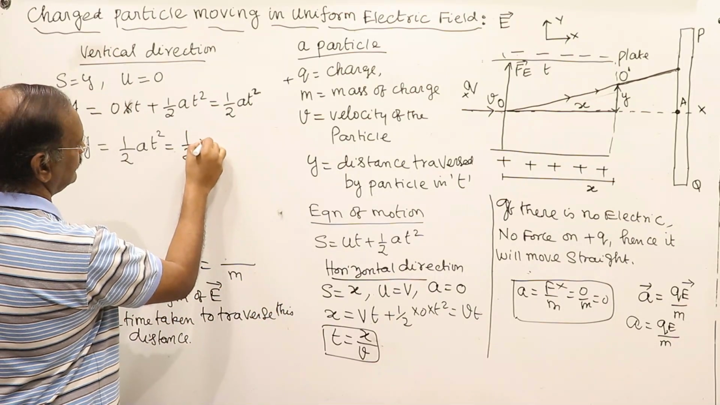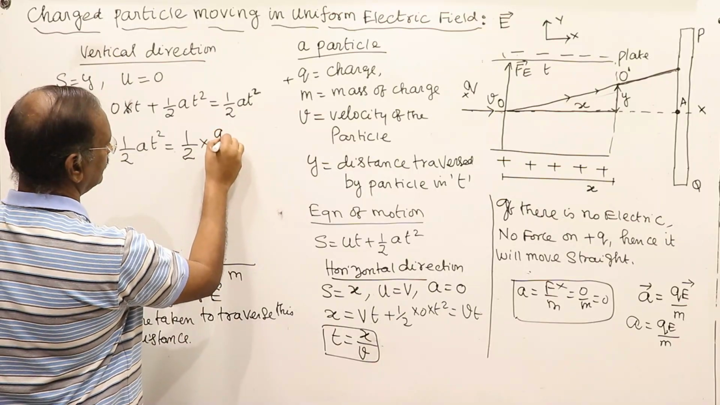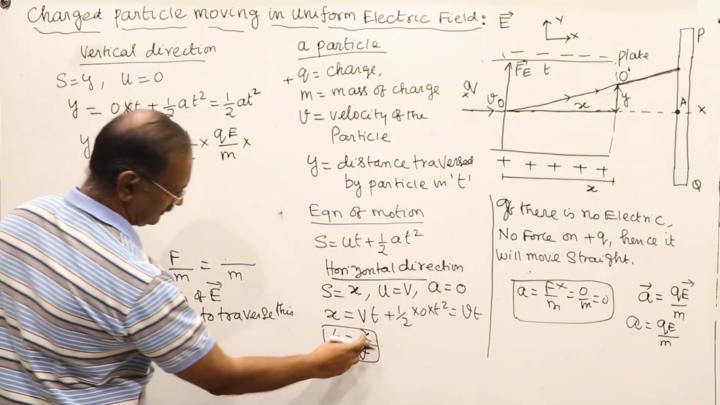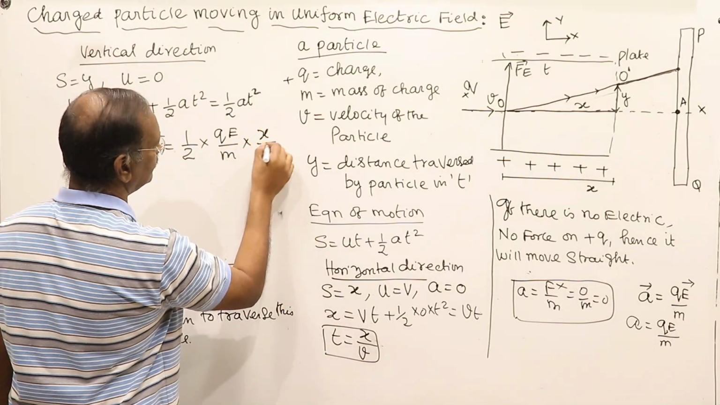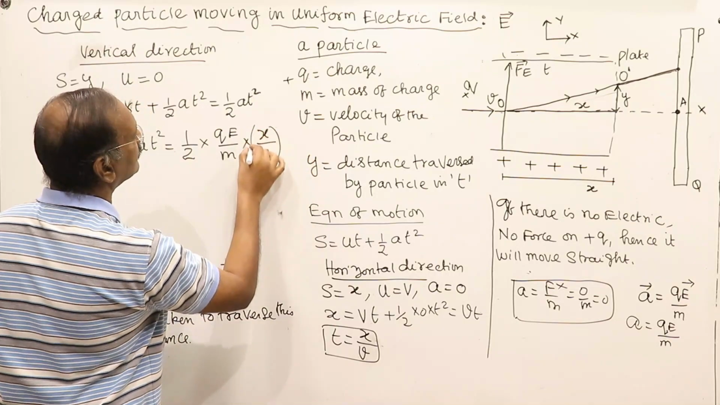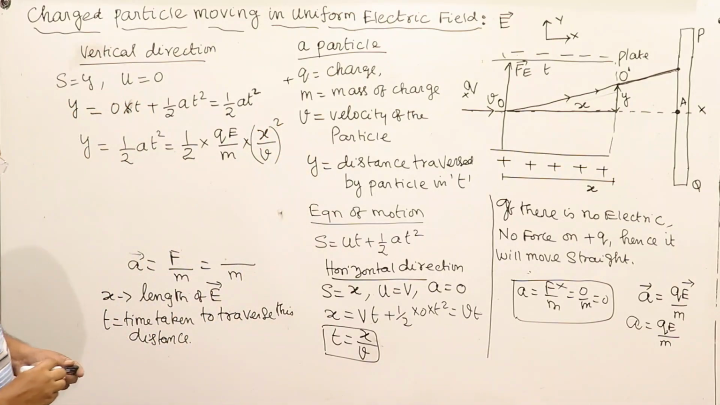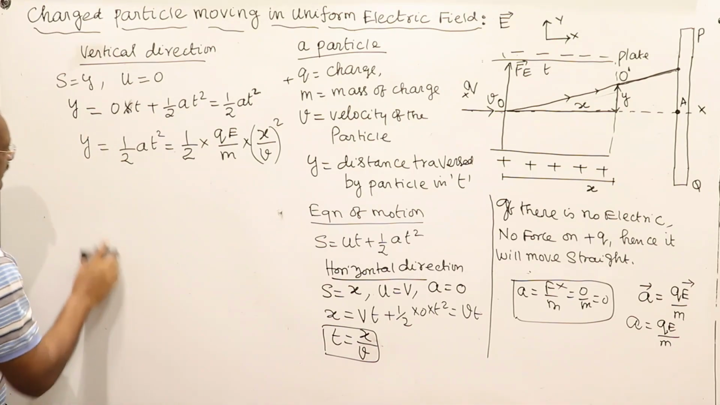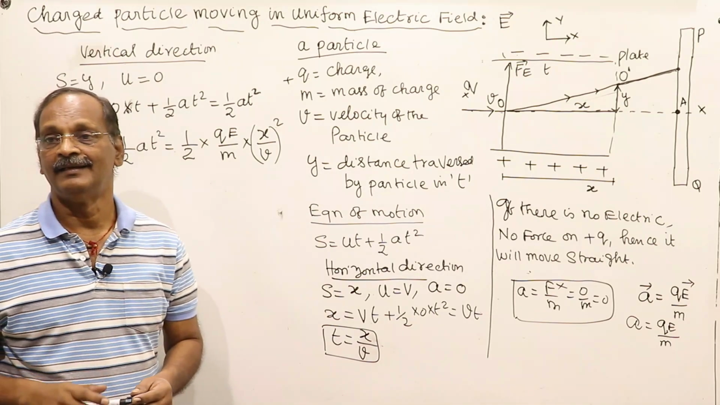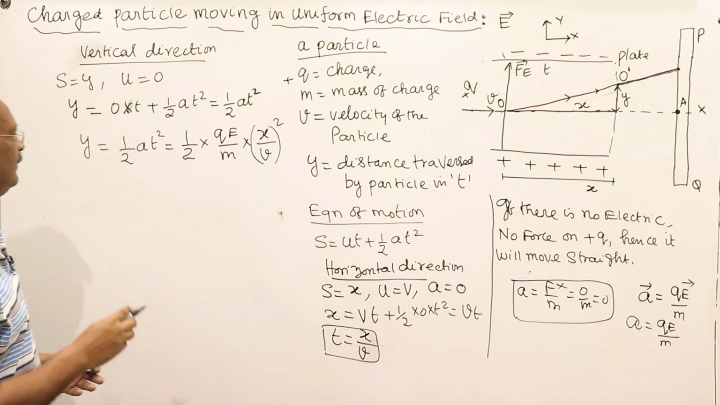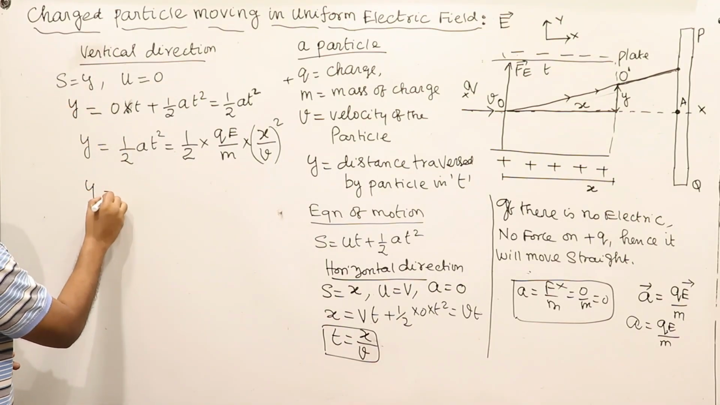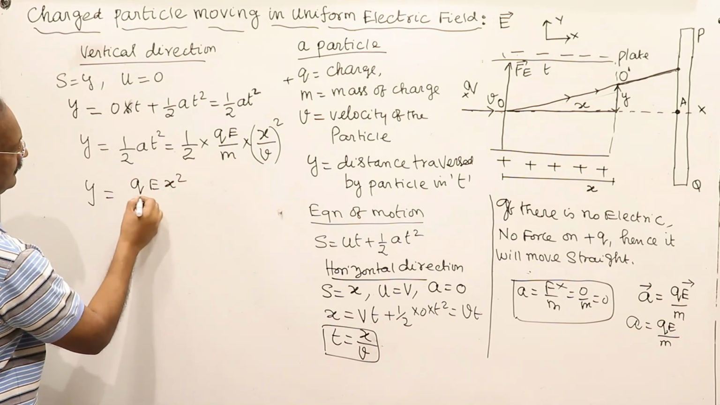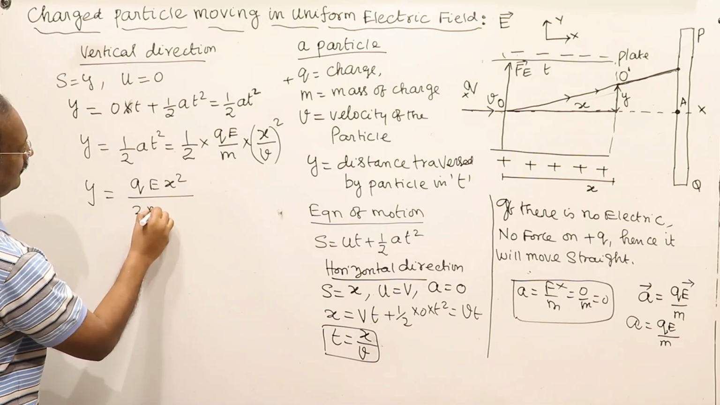Half into acceleration. Acceleration is equal to QE by m, into t square. t is equal to x by v, so x by v whole square. So this is the expression for the displacement in the vertical direction. Now you can say x square. What is this? y is equal to QE x square by 2m v square.